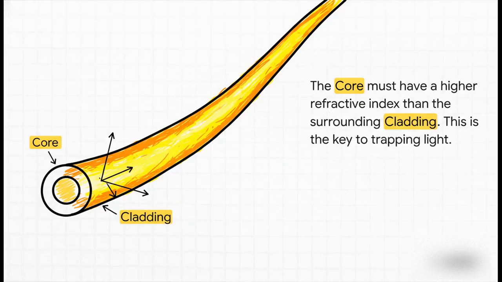And this right here is the absolute key to the whole thing. The core of the fiber must have a higher refractive index than the material around it, which we call the cladding. That's it. That's the secret sauce. By making the core just a little bit slower for light than the cladding, you create that perfect light trap. The light just bounces down the core forever and takes all our data along for the ride.